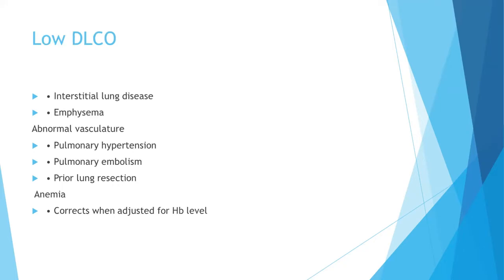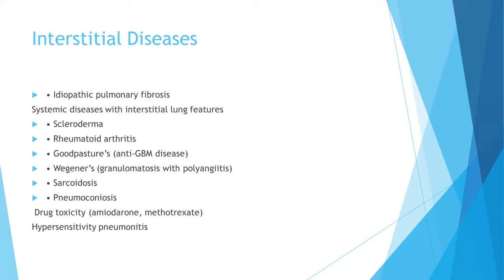Low DLCO is present in case of interstitial lung disease, emphysema, pulmonary hypertension, pulmonary embolism, prior lung resection, and also in case of anemia. But when we correct anemia, the DLCO comes back to normal. Interstitial lung disease can be caused by idiopathic pulmonary fibrosis, scleroderma, rheumatoid arthritis, Goodpasture syndrome, granulomatosis with polyangiitis, sarcoidosis, and pneumoconiosis, and some drugs like amiodarone and methotrexate, which can cause lung fibrosis. Also hypersensitivity pneumonitis. So these all may be the causes of interstitial lung diseases.